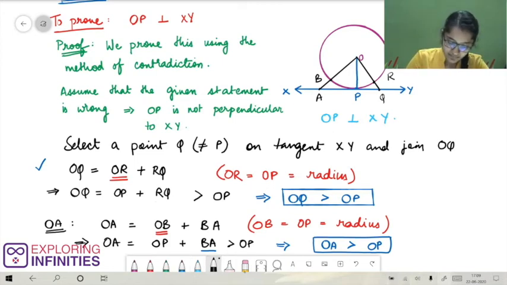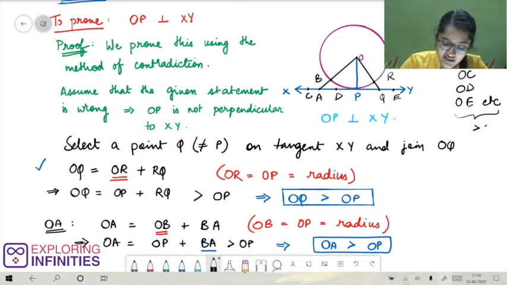That means, if we consider some other point C, D, E and so on, however many points we consider on this tangent XY, when we join O to these points, the distances that we obtain, that means here in our example OC, OD, OE etc., these distances will always be greater than OP.